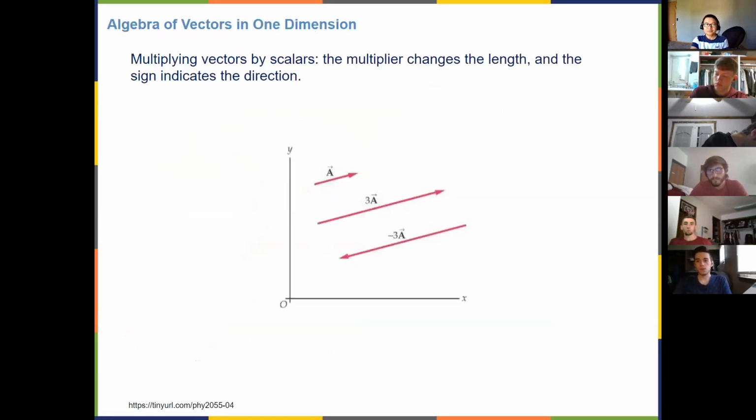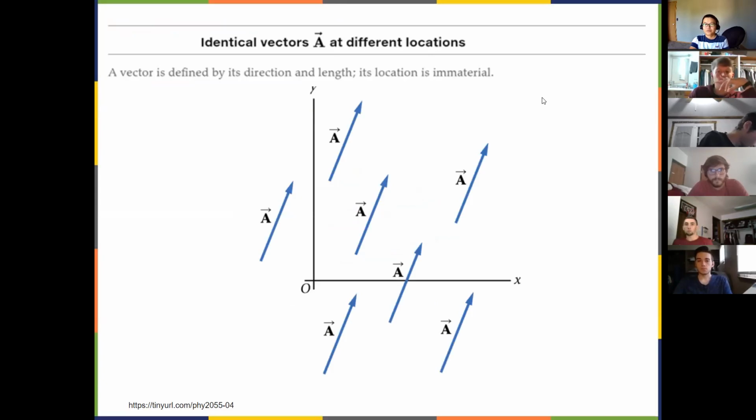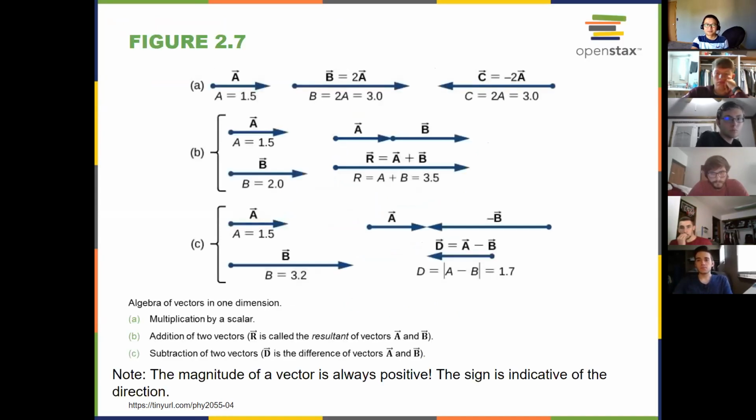Then we talked about vectors: if you multiply a number by the vector, it changes the length. If the number is negative, it also changes the direction by 180 degrees. If you move a vector parallel to another location, it's still the same vector. It doesn't change the vector itself, as long as you keep the magnitude and the direction the same.